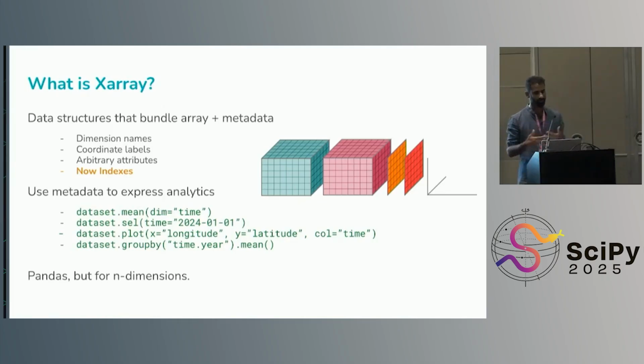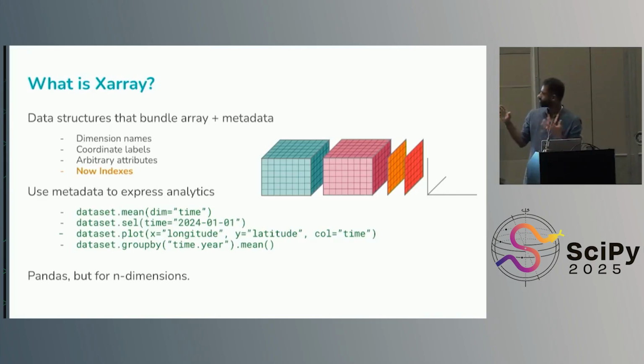The reason you want to use Xarray is because it lets you use metadata to express your analytics. So you can say dataset.mean(dim="time") instead of axis=0. Instantly readable to anyone. You can say things like, hey, give me all the data for 2024 Jan 1st, instead of saying, hey, give me the index 20. And you had to know that the index 20 was that date. You can say, hey, plot, and put longitude on the x-axis, latitude on the y-axis, stuff like that, right? And we even give you high-level primitives, things like group by time.year.mean, for example, gives you yearly averages. A loose definition is Xarray is pandas, but for n dimensions in arrays, right?